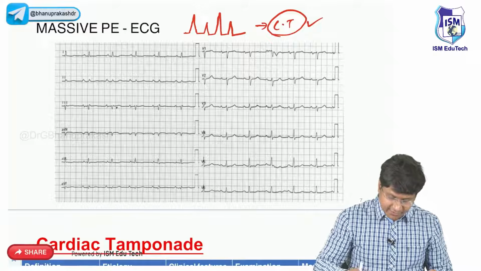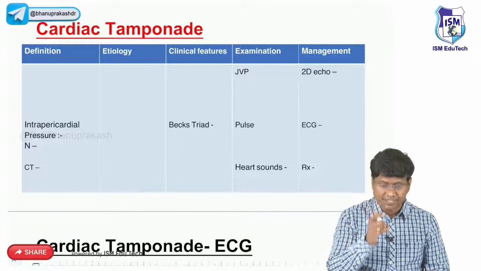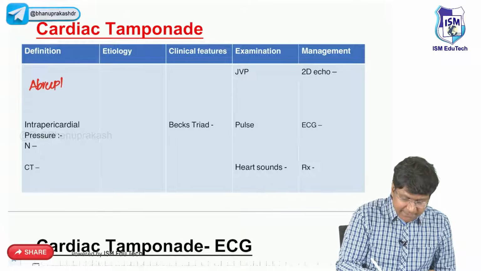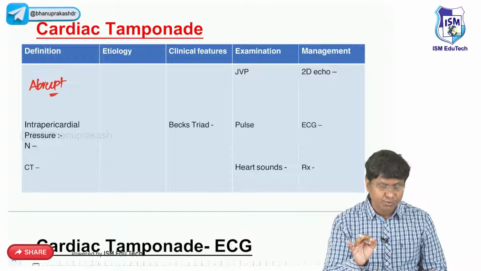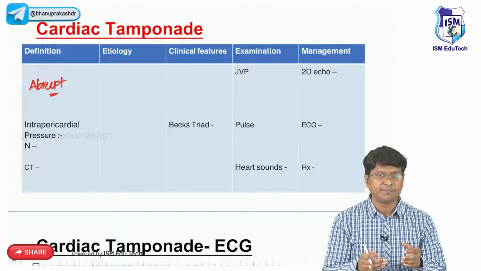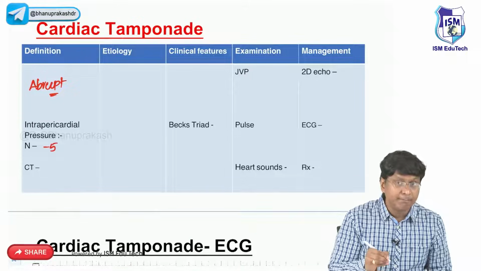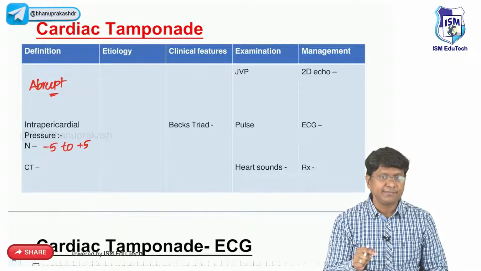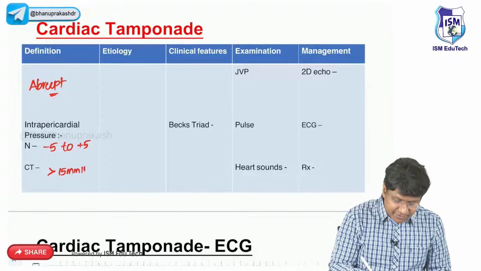Okay, right. Then followed by that, the next important topic for discussion is cardiac tamponade. I have told you already, the important difference is the rapidity of fluid accumulation. If there is abrupt accumulation of fluid in the pericardial space, we call it cardiac tamponade. Now for this you need to understand how much is the normal intrapericardial pressure and how much it will be elevated in cardiac tamponade. The normal intrapericardial pressure is around -5 to +5 millimeters of mercury. But in cardiac tamponade, the intrapericardial pressure will be more than or equal to 15 millimeters of mercury.